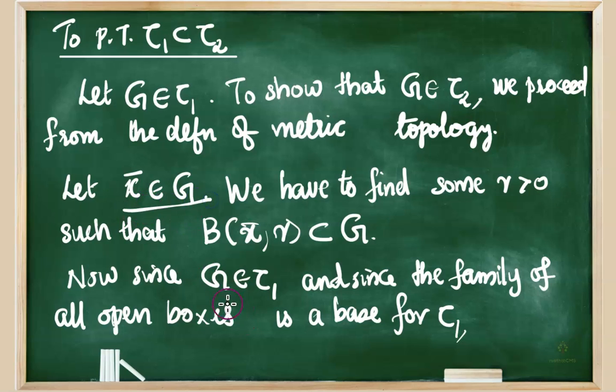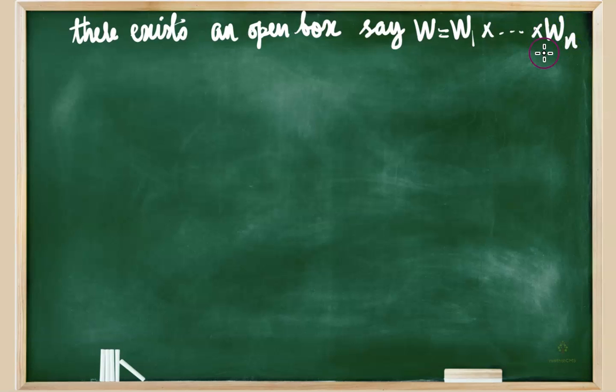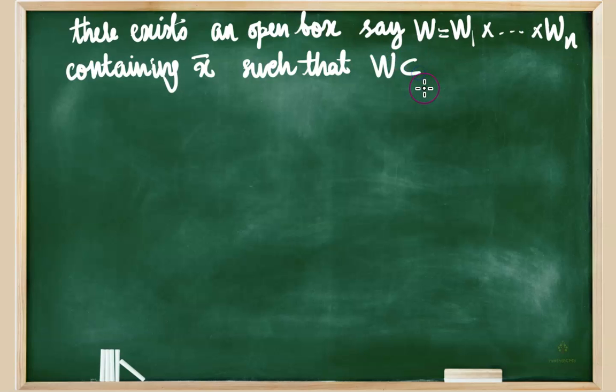Since x bar belongs to G and G is an element of tau 1, and since we have a base for tau 1, we can find a member of this base such that the point x bar is contained in that member, and that member is contained in this open set G. So there exists an open box, say W, which is equal to W1 cross W2 cross etc. cross Wn, containing our point x bar such that this open box, a member of our base, must be contained in G.